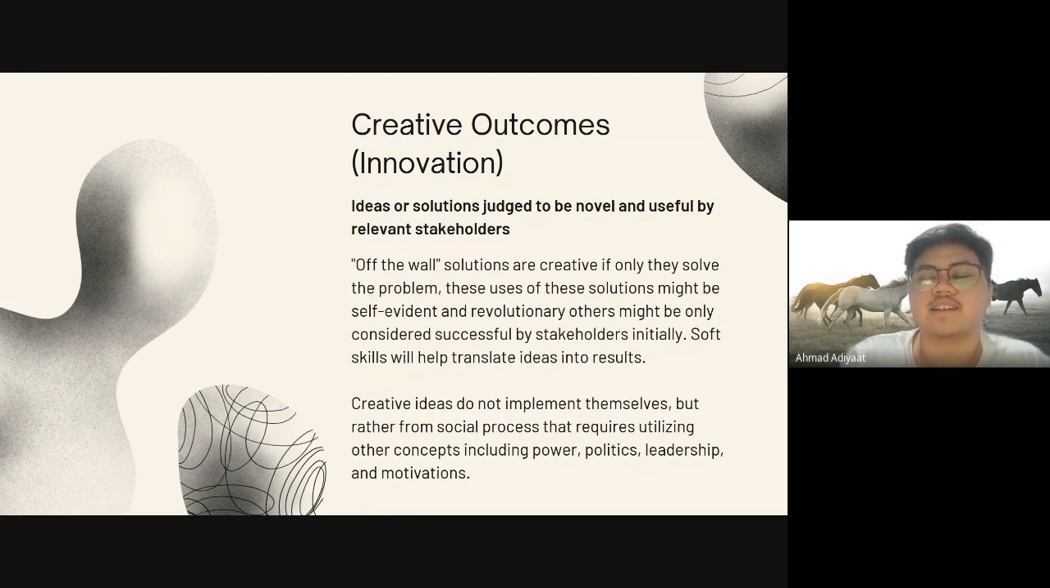The factor that usually is involved in creative outcomes is soft skills. They will help translate ideas into results. And creative ideas do not implement themselves, but rather come from a social process that requires utilizing concepts including power, politics, leadership, and motivations from the individual itself. Okay, next slide.